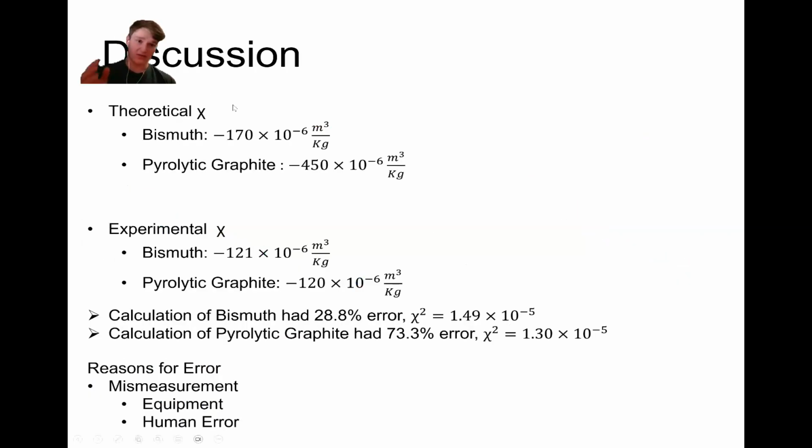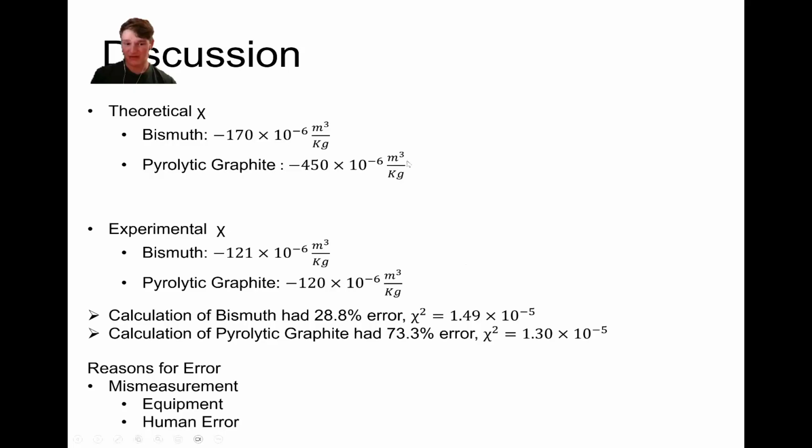And this is why. The theoretical chi for bismuth was negative 170 times 10 to the negative 6 meters cubed per kilogram, which is not that far off from our experimental value here. But the pyrolytic graphite shows a huge error, with theoretical being negative 450 times 10 to the negative 6 meters cubed per kilogram, when what we calculated was negative 120 times 10 to the negative 6 meters cubed per kilogram.